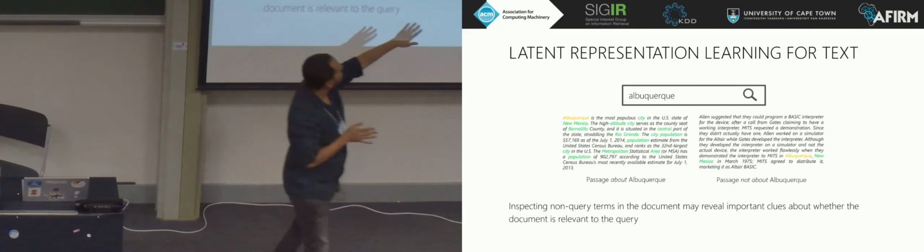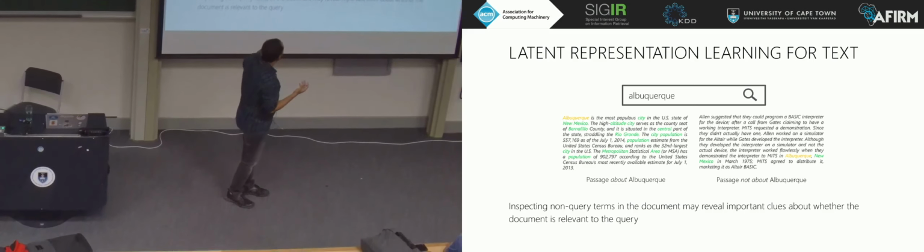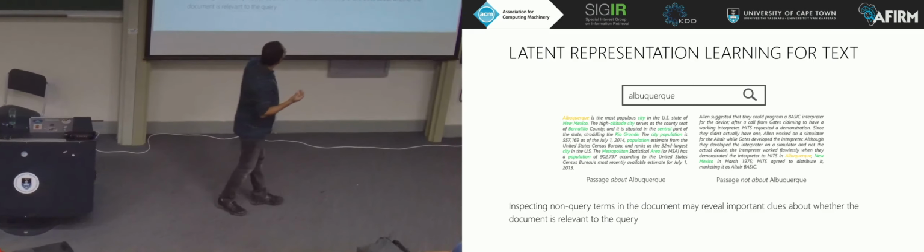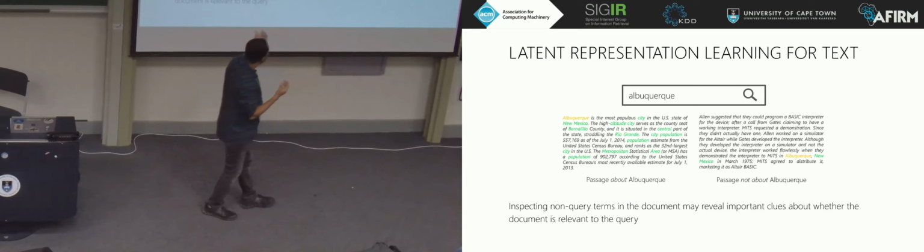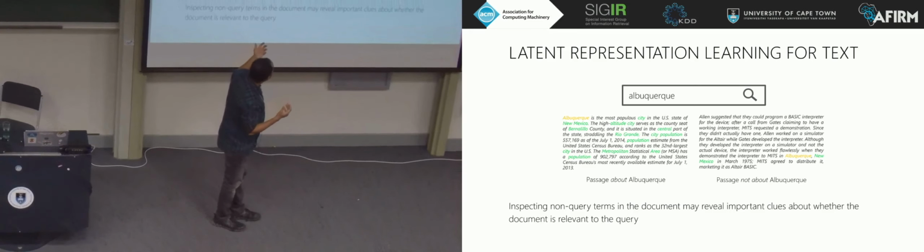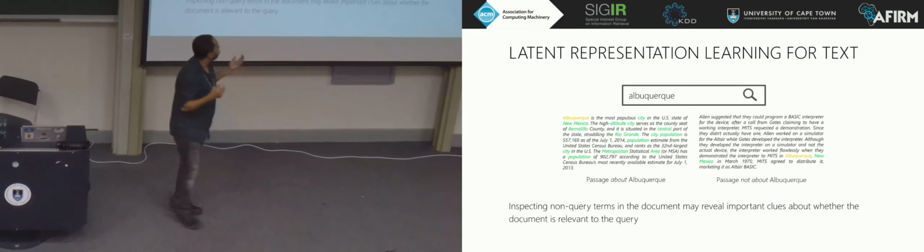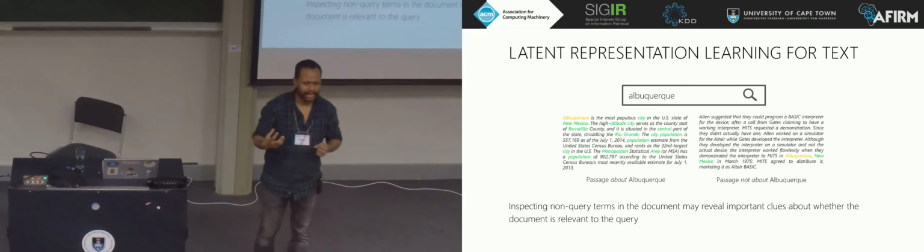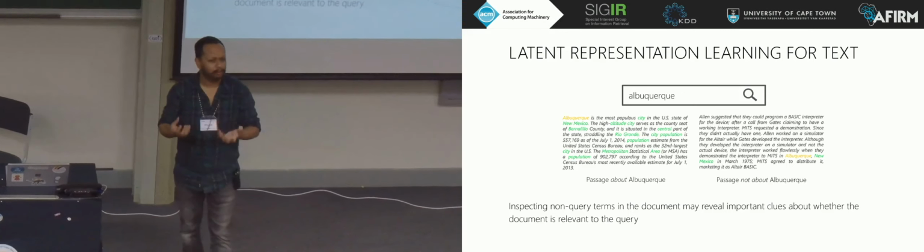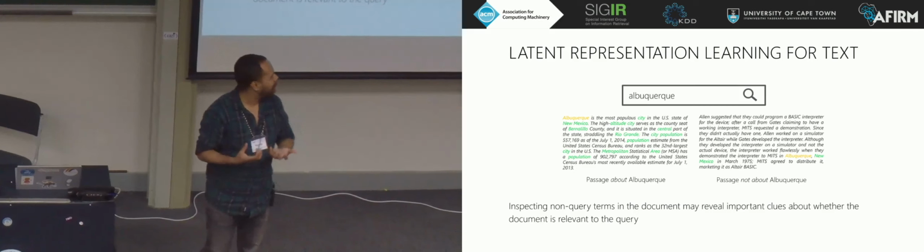Whereas if you look at the second passage, you see words like basic interpreter, simulator, MITS, and so on, Altair. So you immediately have a reaction that, oh, this sounds like something about a tech topic. This doesn't seem to be about a city, right?